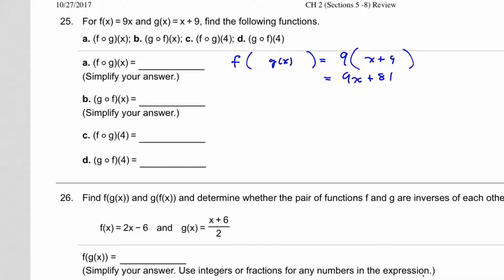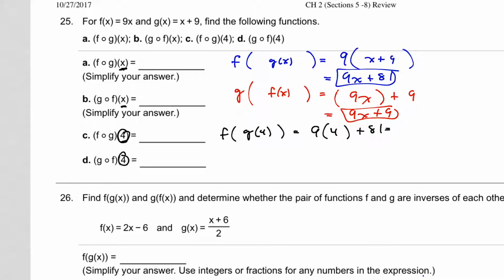Now we're going to put in 4. So we have 36 plus 81, which will be 117. And if we put 4 inside of the F, which goes inside of the G, well, we have the equation already. It's 9x plus 9. So 36 plus 9 is going to be 45.